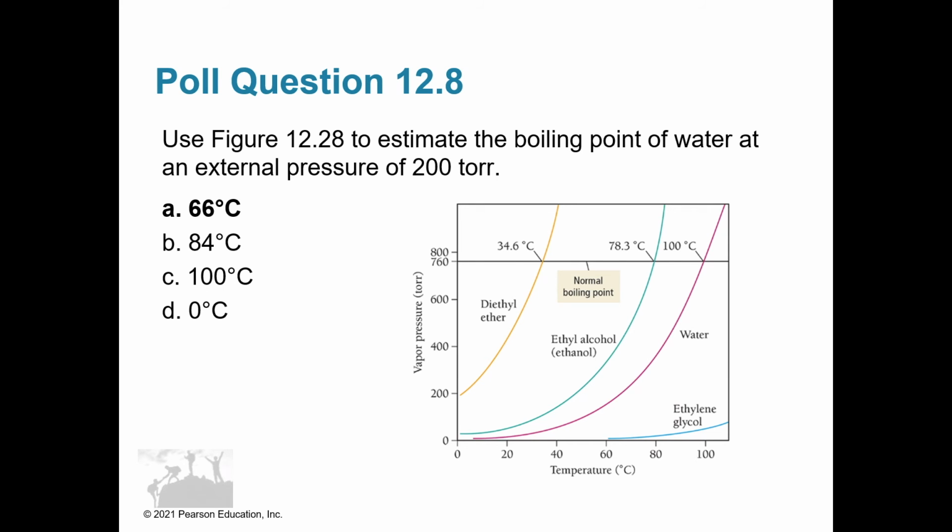Okay, so the answer here is letter A, 66 degrees Celsius. So here's our 200 torr. We're going to go straight across until we hit water, which is right here. Now we're going to go down to the x-axis so we can figure out what temperature that is. All right, so it's between 60 and 80. We didn't quite reach the halfway point, so it's got to be less than 70. So our only answer choice that would make sense is letter A.